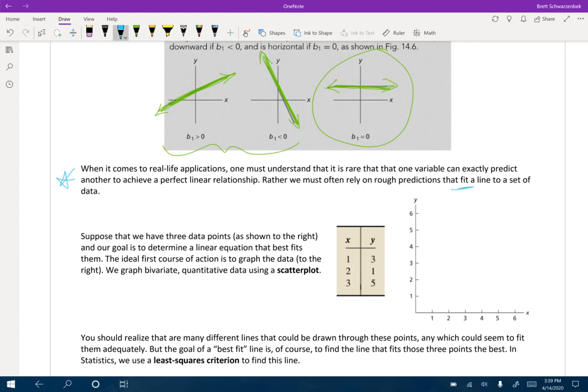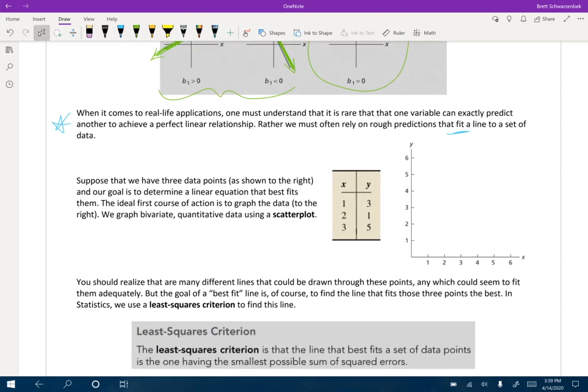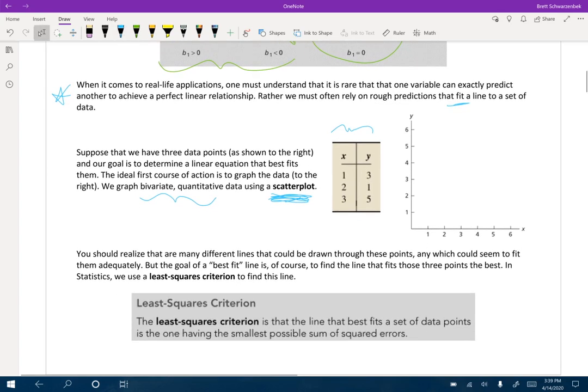So let's look at an example here where we have 3 data points that I listed, x, y coordinates. And our overall goal in the next pages is to determine a linear equation that best fits these 3 points. So just so you know, whenever we have 3 points and we want to graph it, we call it a scatter plot. More technically, when we want to graph bivariate quantitative data, we use a scatter plot. So let's plot that data. We have 1, 3, we have 2, 1, and we have 3, 5.